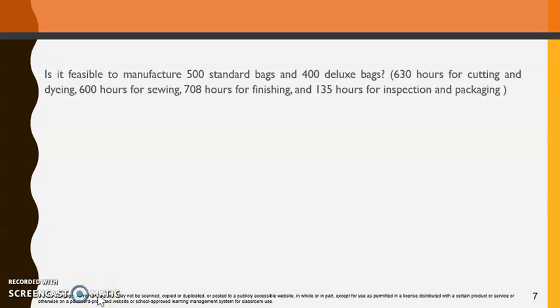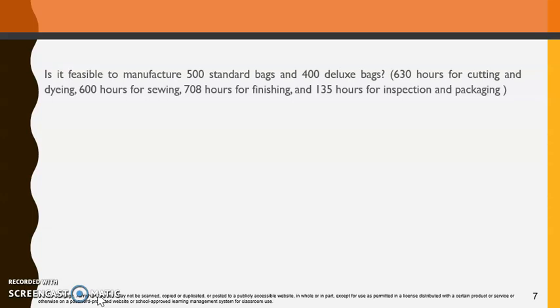Is it feasible to manufacture 500 standard bags and 400 deluxe bags? Why is it talking about feasibility? Because we have limitations. When we have constraints, it means that there is a possibility of violation of this limitation. For example, we can get some results, some answers, that are not possible. Why? Because they are violating the constraints that we have.